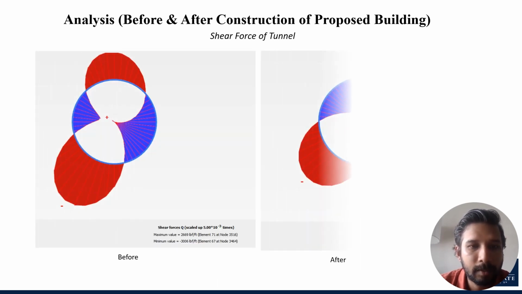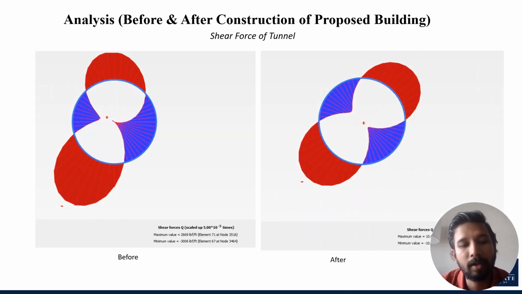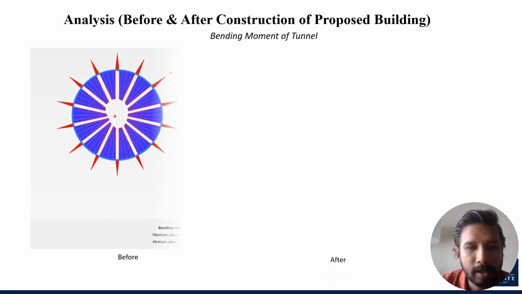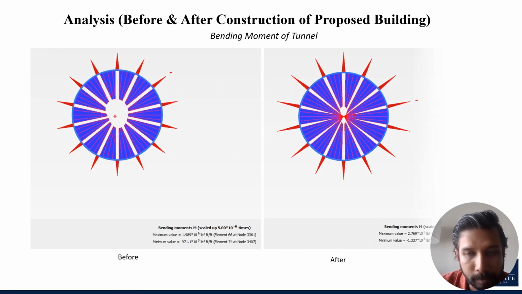And here is a shear force comparison for our tunnel before construction and after construction. Shear force value is also increased significantly in this case. The next slide is about the bending moment on the tunnel concrete. You can see the intensity of bending moment increased very rapidly. The maximum in both cases, the positive bending moment and negative bending moment, both actually increased.